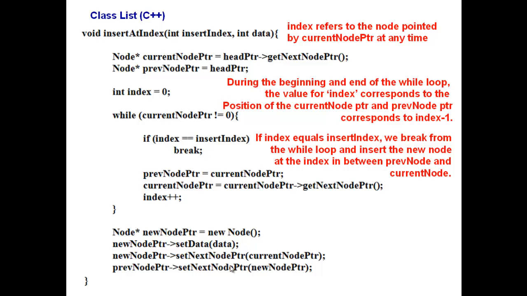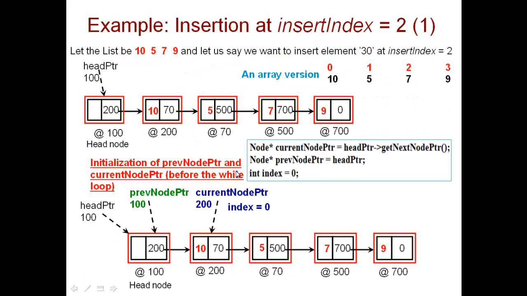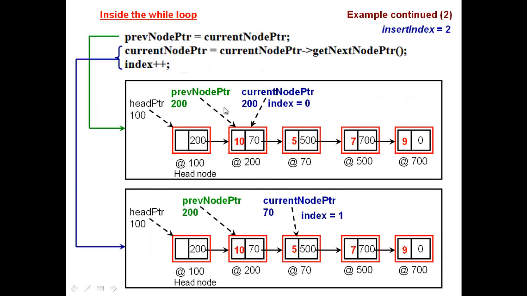The logic for that is to first set the previous node pointer to be the current node pointer. So the previous node pointer will now take the value of current node pointer, that is 200, and then the current node pointer can be moved further down. The current node pointer arrow get next node pointer will return this address 70, the next node pointer value stored in the current node. That will be assigned back to the current node pointer. So current node pointer now has 70, storing the address of the next data node.